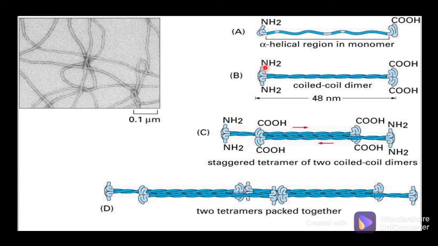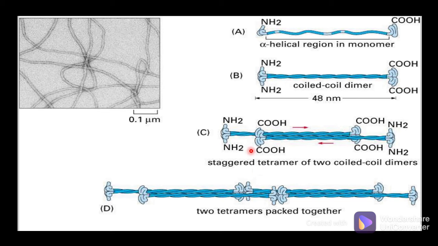Now in this picture again you can see the same thing is shown, only thing is that the helical region is shown here. It is a protein, obviously it has got the N terminal and C terminal. This is the C terminal and this is the N terminal. In the next one you can see the two alpha helical regions in the monomer, they are coiled around one another to form a dimer. Still they are having one N terminal and another C terminal.